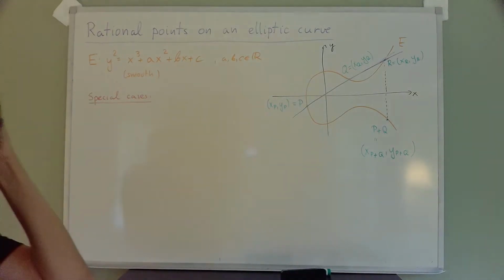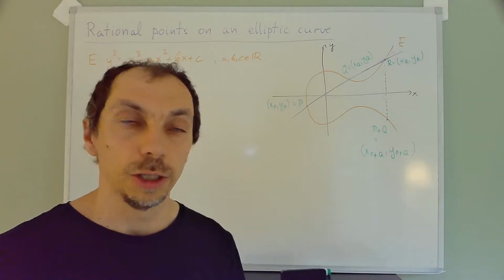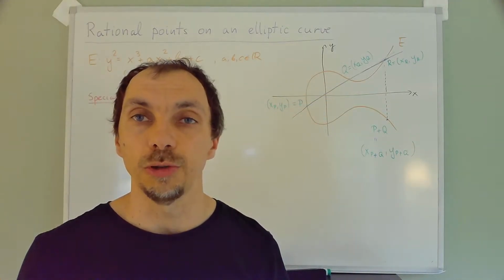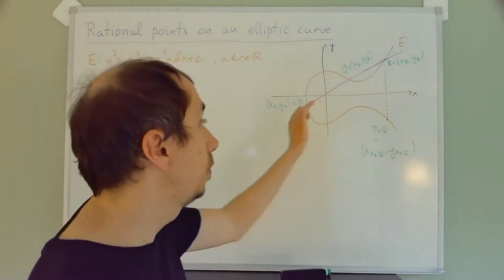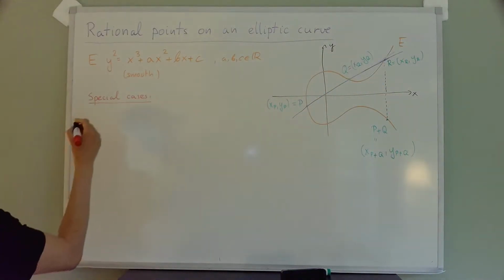So first of all, there are 2 possibilities, right? You can have P equal to Q or P not equal to Q. Here on this picture, P is not equal to Q. It's not the same point. I'm not trying to compute 2P. I'm trying to do P plus Q, where P and Q are different points. But there are some special cases.